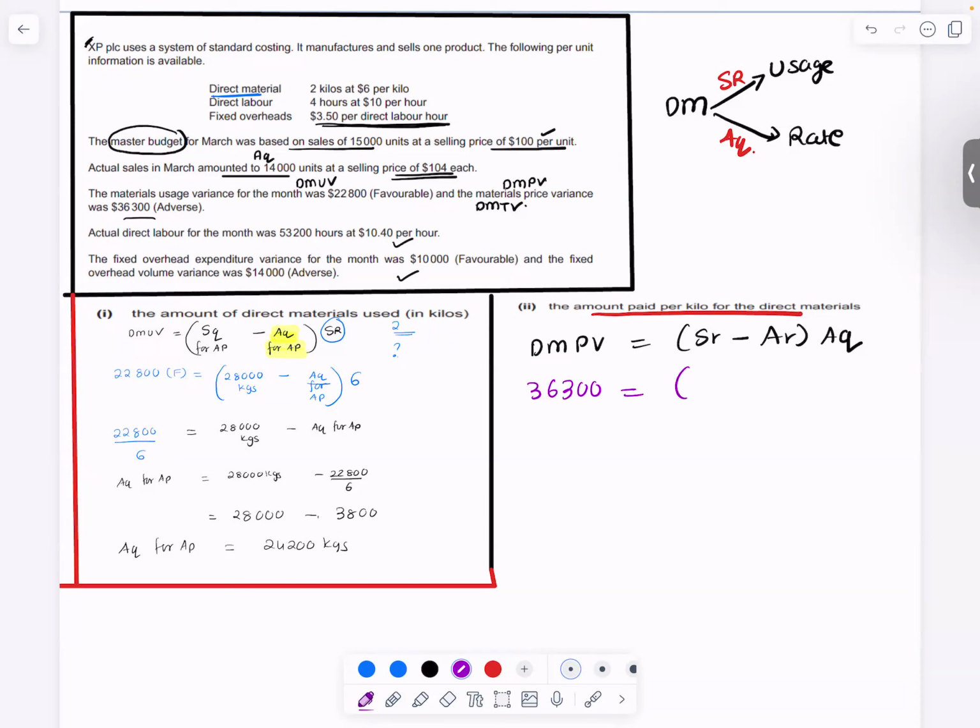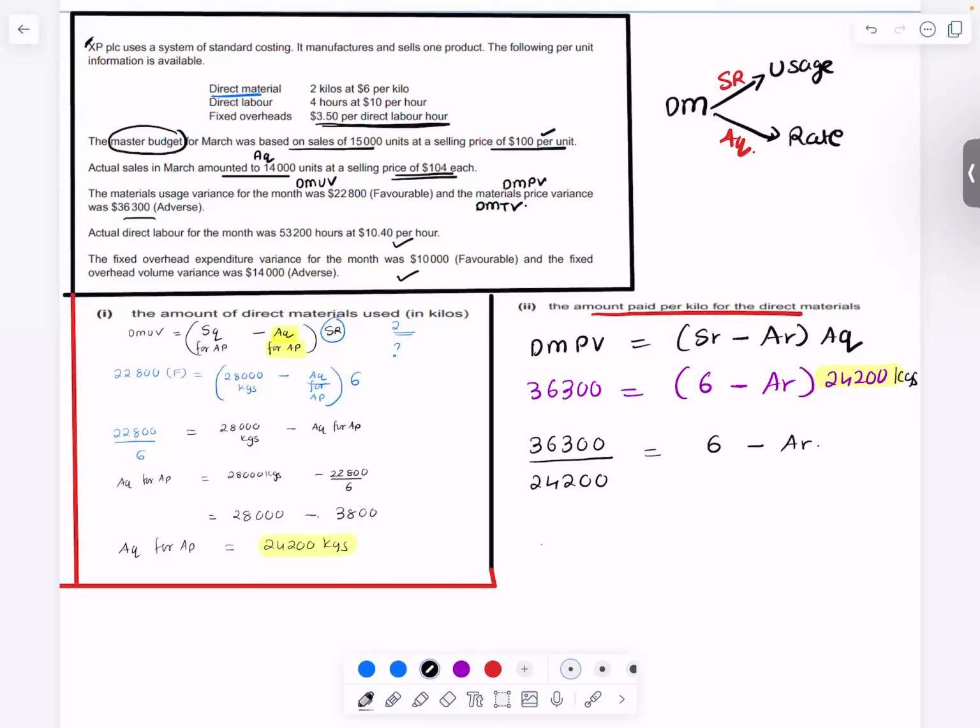Standard rate is $6. Actual rate is not given, I want to find this. Actual quantity is 24,200, which we just found out. So now what will I do? You have to do 36,300 divided by 24,200, and then you'll get 6 minus AR.